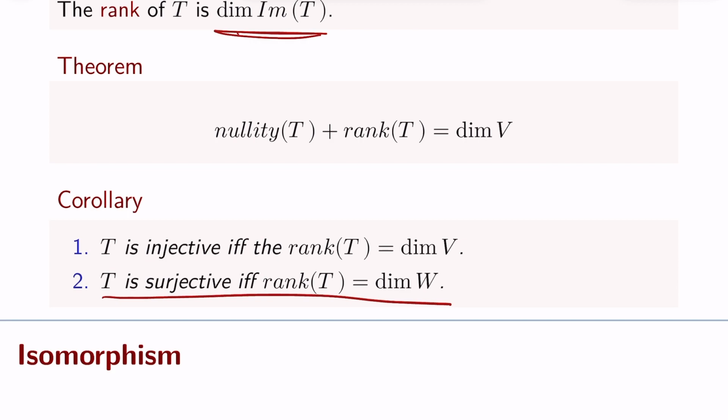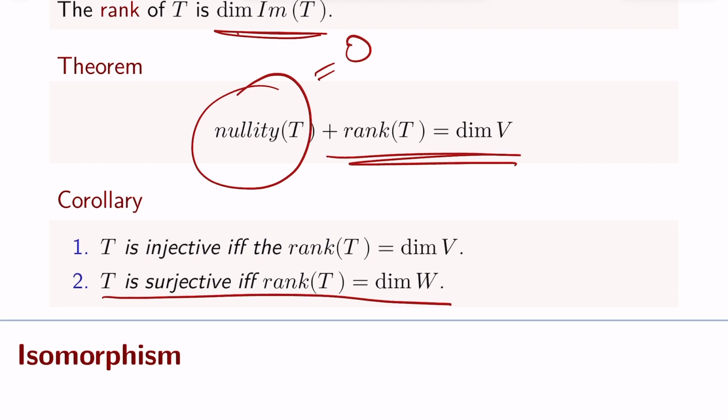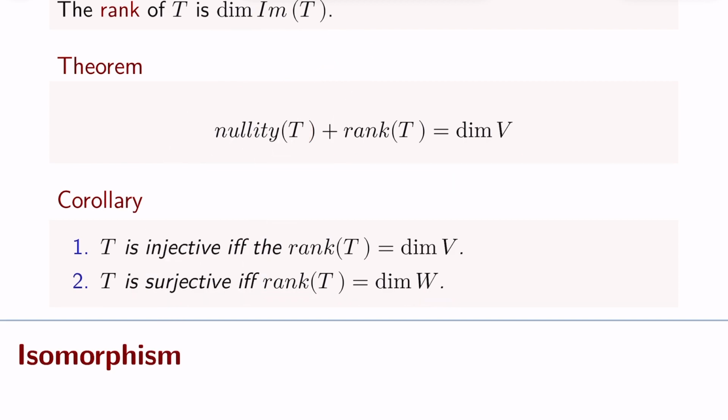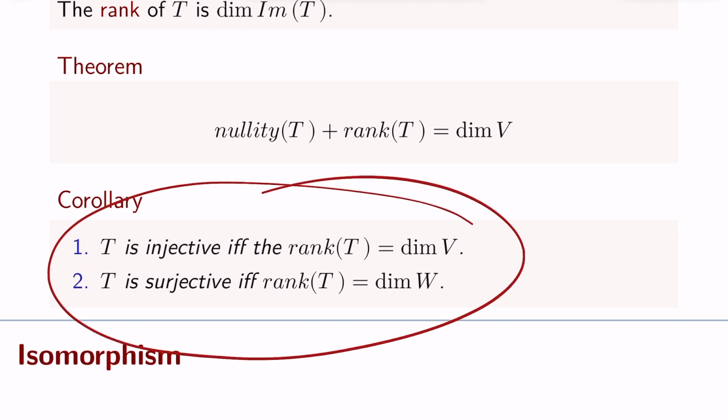But we can also deduce when it's injective, depending on the rank, because we know that a transformation is injective if the kernel is 0. That means that the dimension of the kernel is 0. So if the dimension of the kernel is 0, we get that the rank is the dimension of V. In that way, we get a very quick characterization of injective and surjective by just looking at the rank.